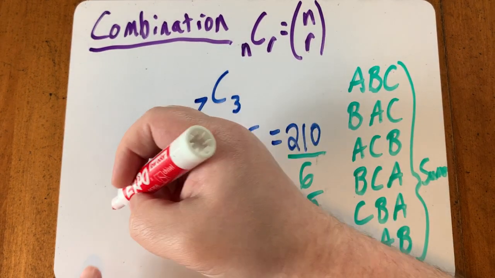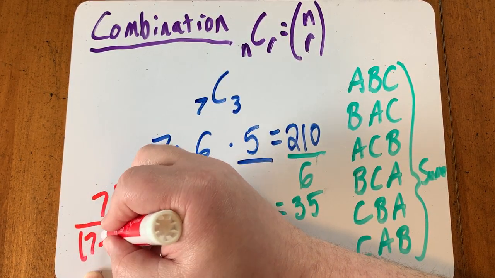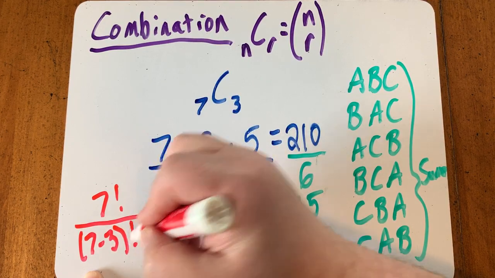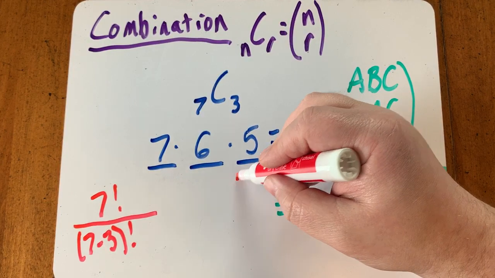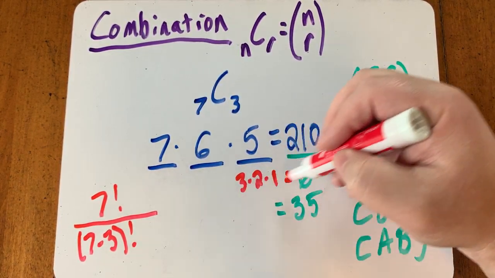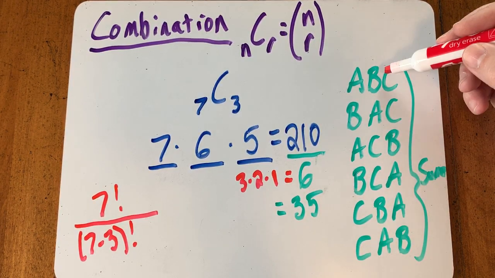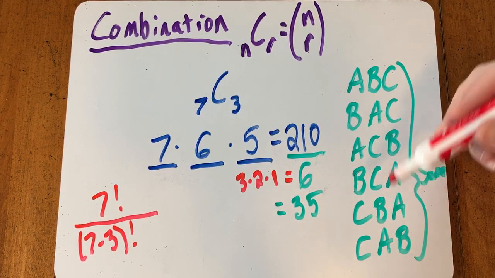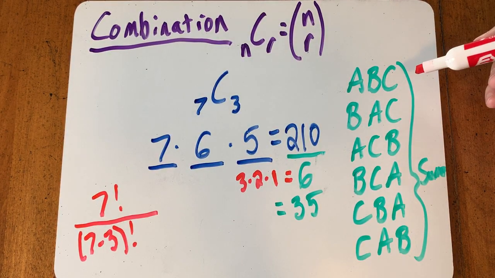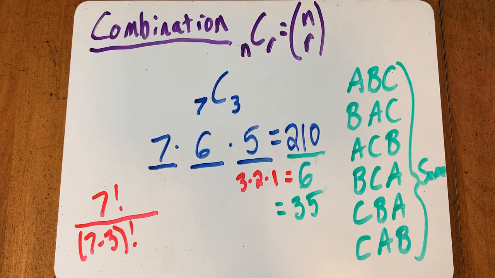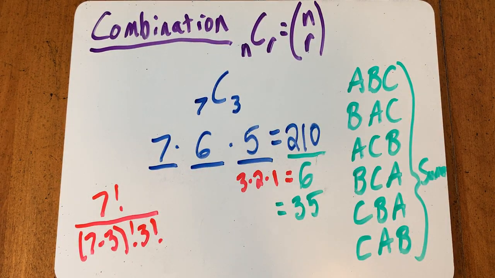Well, that 210 was 7 factorial over (7 minus 3) factorial. And hold on a second. 6 is 3 times 2 times 1, because that's the number of different orders of 3 things. That was our original idea, putting a bunch of things in order. If you had 3 things in order, there's 3 factorial ways to organize them. So we divide it by 3 factorial.